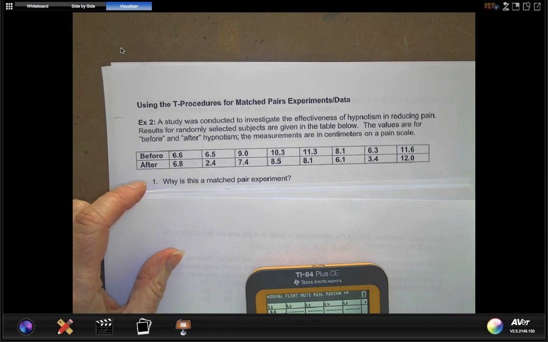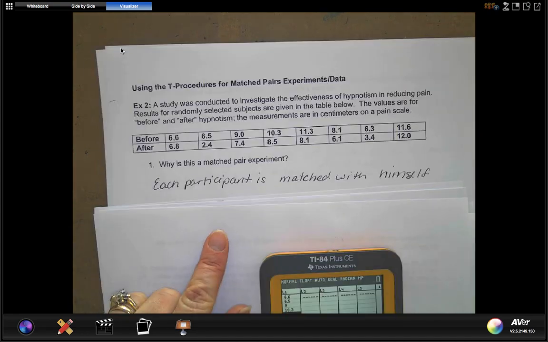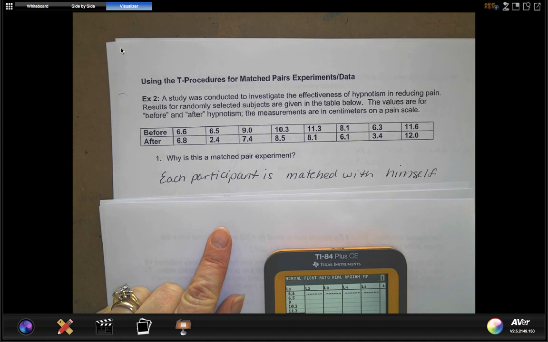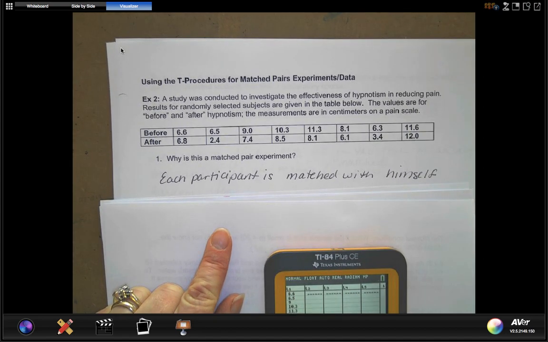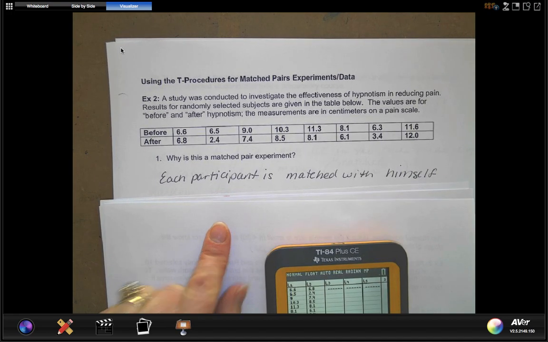So the first question asks you, why is this a matched pair? So this would be considered a matched pair because each participant is matched with himself. You have 2 measurements on each person. And those 2 measurements are coming from the same person, so they're dependent on each other. Matched pairs is also sometimes called dependent samples, so you have a dependent scenario, okay?